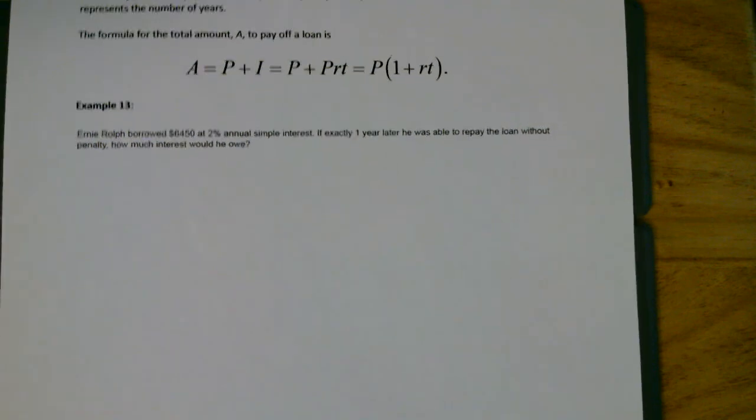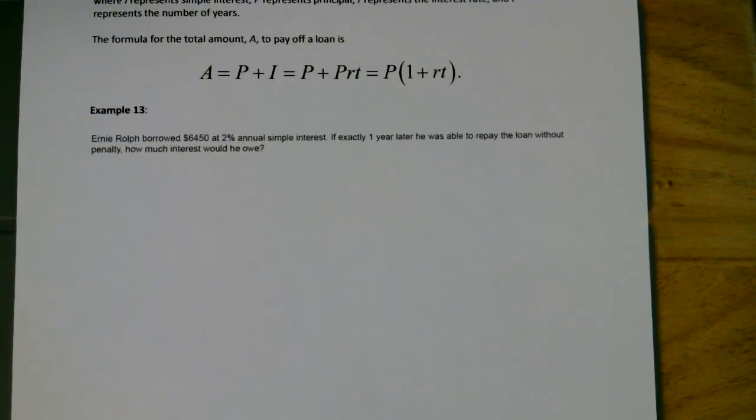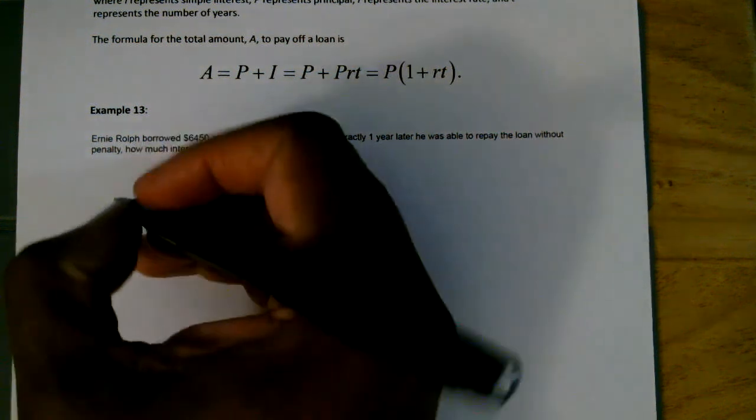So now let's look at this last example in this video about just simple interest. Ernie Rolfe borrowed $6,450 at 2% annual simple interest. If exactly 1 year later he was able to repay the loan without penalty, how much interest will he owe? So we're finding just the interest.